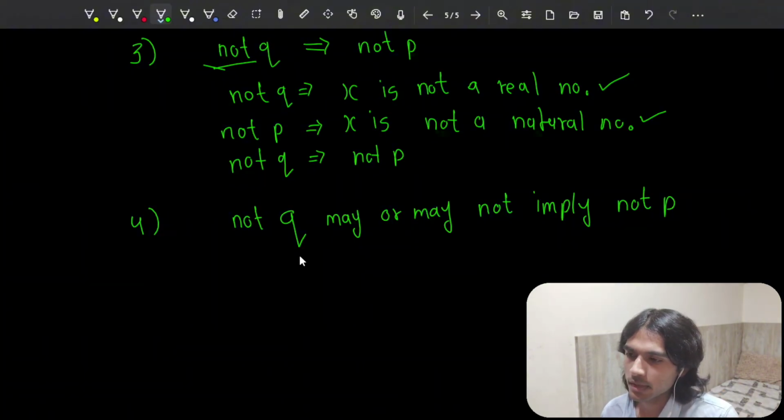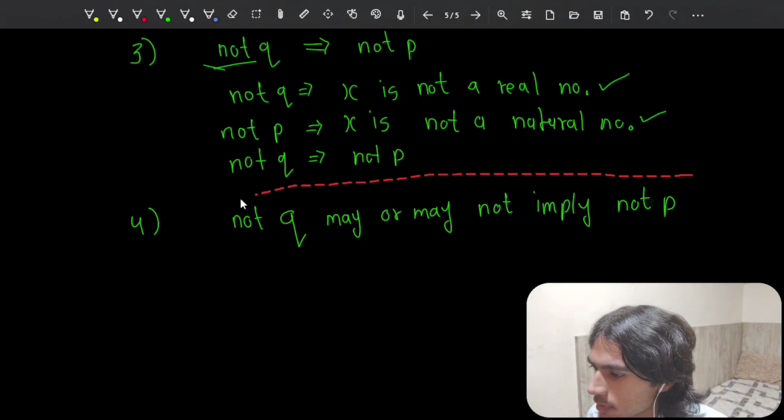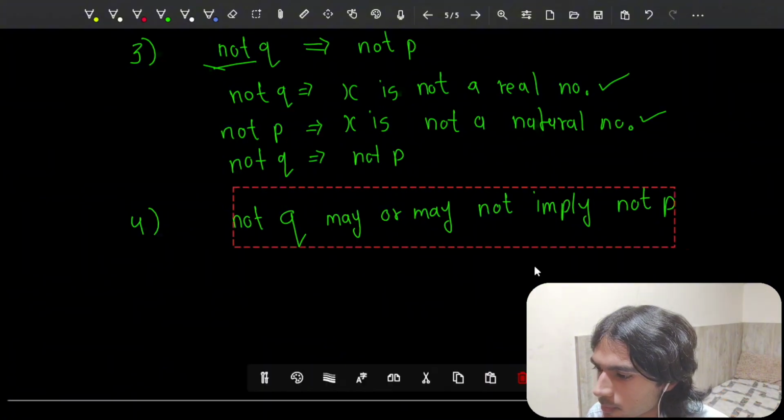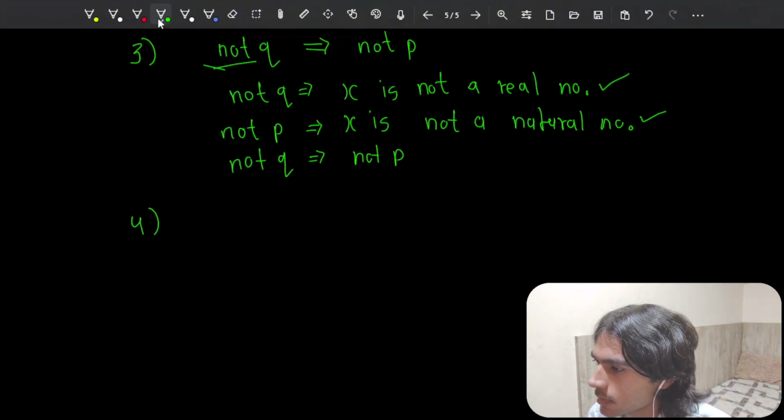Then it would definitely imply, okay, that can't be true. Not P may or may not imply Q. I think I should write it like this. Let me just select all of this. I'm gonna get rid of this. Okay. Let me write it like this.